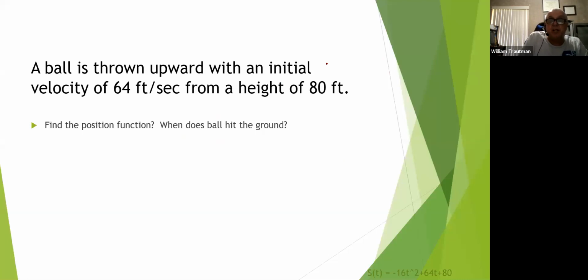This is the one I always love putting on the tests. A ball is thrown with an upward initial velocity of 64 feet from a height of 80 feet. Find the position function.